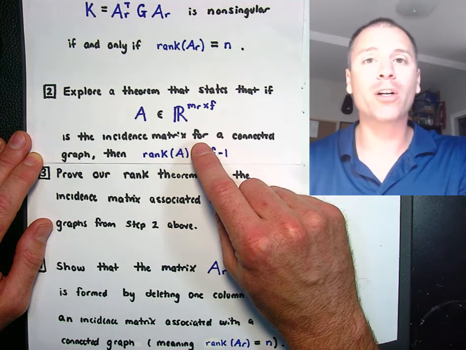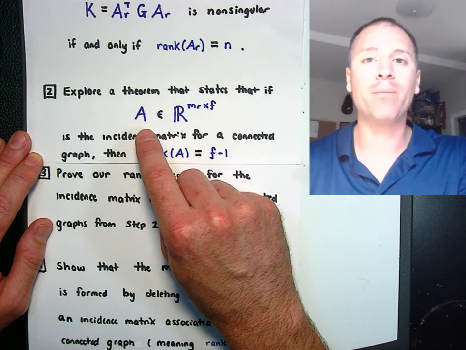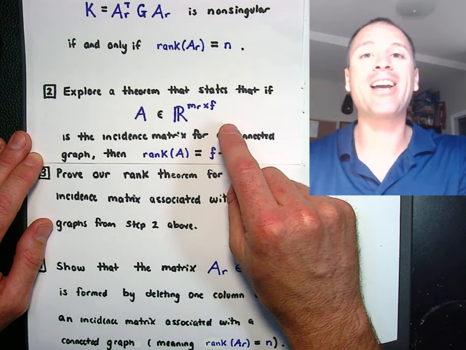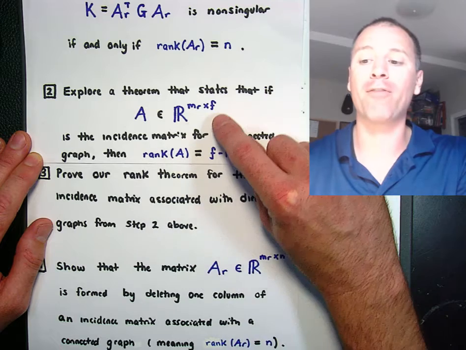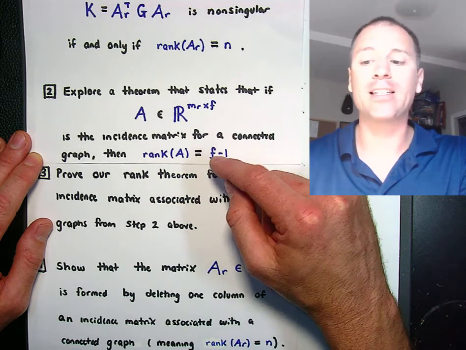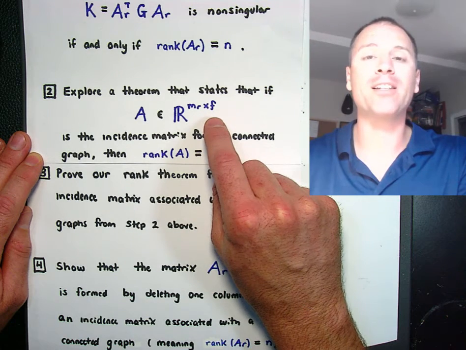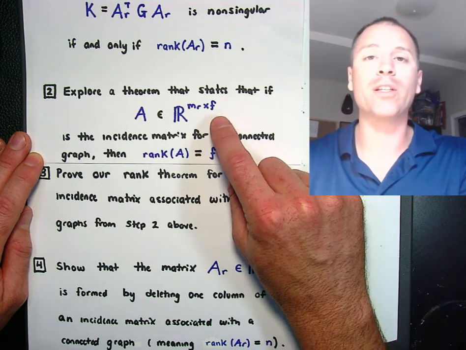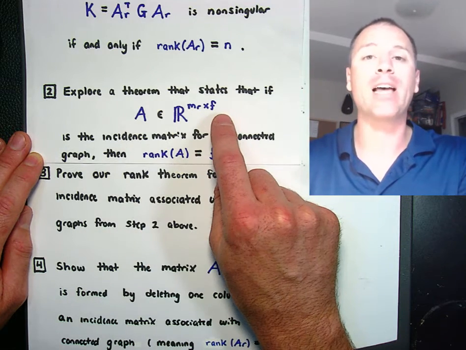In part 2 of our extension videos, we showed that a matrix A, an incidence matrix modeling a connected graph with f nodes, satisfies a theorem in graph theory that says that that matrix has rank f minus 1. So the number of columns in that incidence matrix, the number of nodes in the graph, the number of linearly independent columns is that number of nodes minus 1.